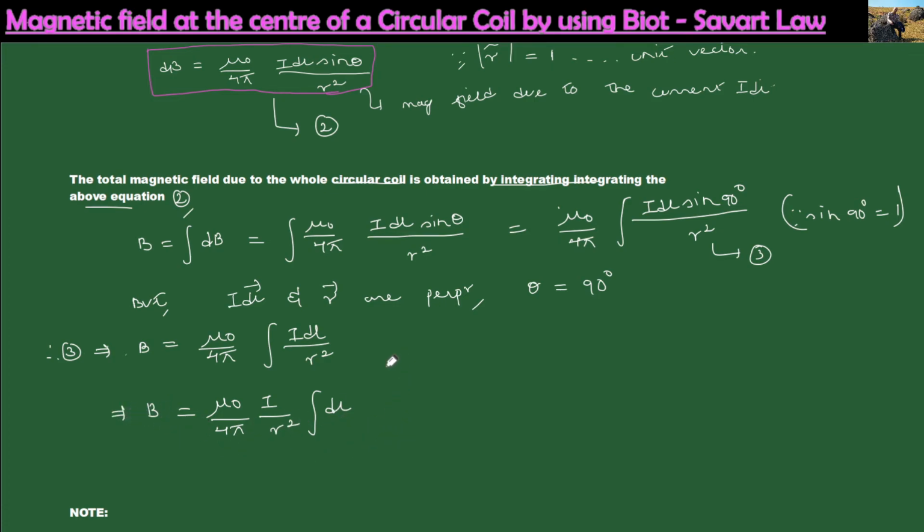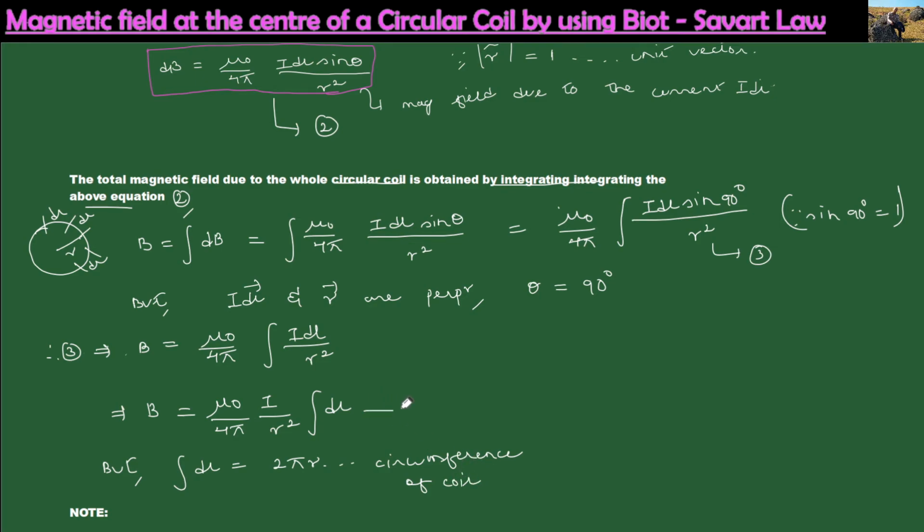But what is dl? If we integrate over the entire coil, which is a circular coil divided into many elements dl, where r is the radius, and sum over all these current elements, it will be equal to the circumference of the coil.